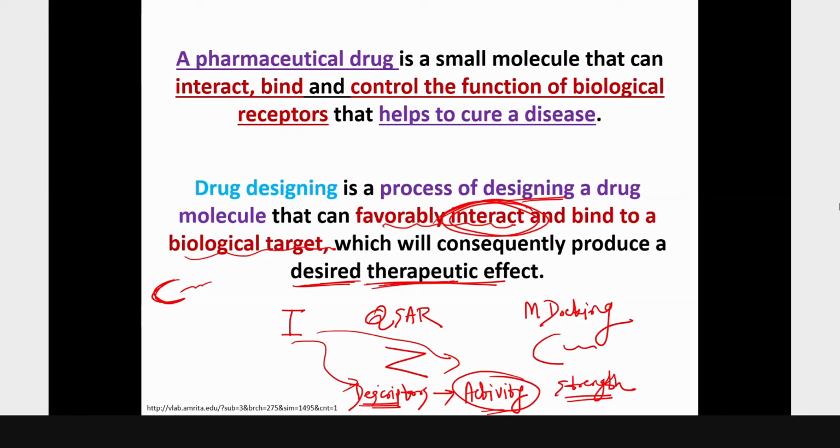Like I said, hydrophobicity is one of the important factors. If you are able to estimate the hydrophobicity value just from the structure of the molecule, you can come somewhat closer to the value of the activity, but still there will be some assumptions coming into the picture. Now, when you are talking about molecular docking, what is the difference?